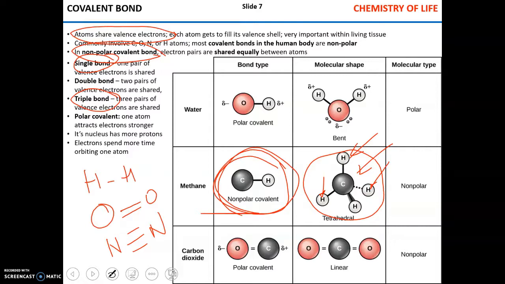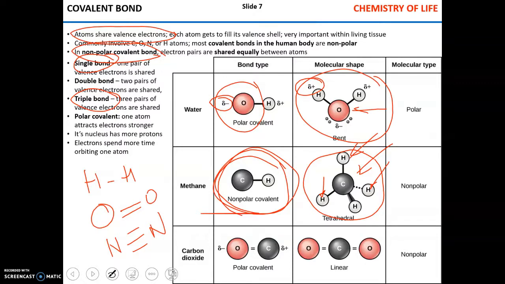Now, polar covalent bonds. In this case, 1 atom attracts electrons stronger than another. For instance, in the molecule of water, oxygen has more protons in its nucleus, more positively charged protons in its nucleus than hydrogens. So it attracts electrons stronger, and it sort of gains bigger share of those shared electrons. Electrons sort of shift towards oxygen, which gives it partially negative charge and gives hydrogen partially positive charge.